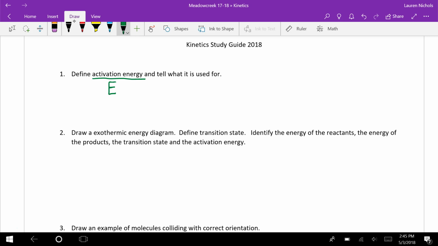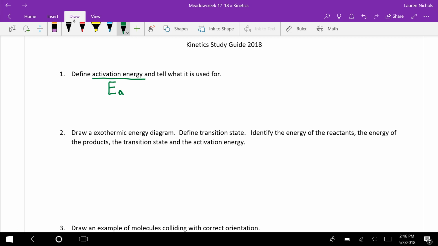And the reason why that goes first is because energy is used in a lot of disciplines in science, physics, chemistry, biology, and it's just a standard abbreviation for energy. And then activation, since that's a specific type of energy, gets a little a underneath it.